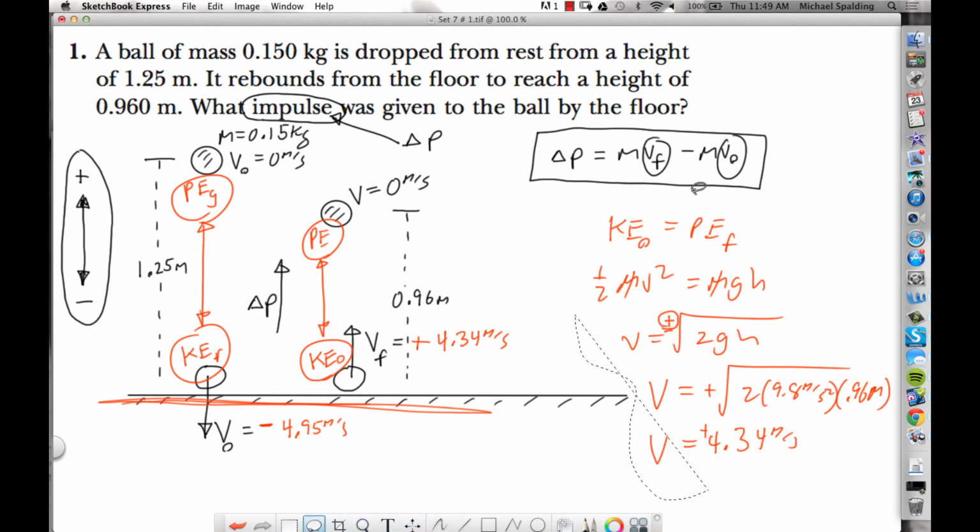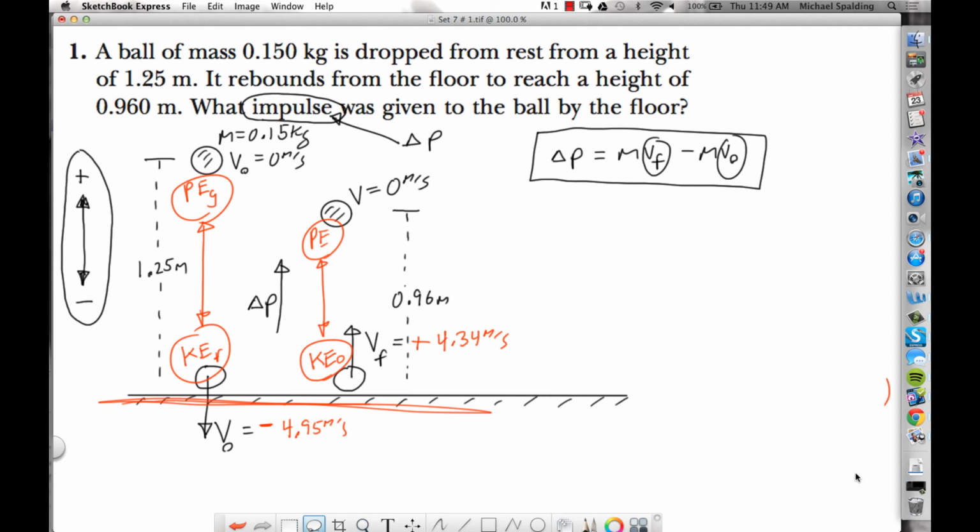So any questions with that? It is. That's what this would be. This would be more of a free response question. I would not put this on a multiple choice. It's too many steps for a multiple choice.